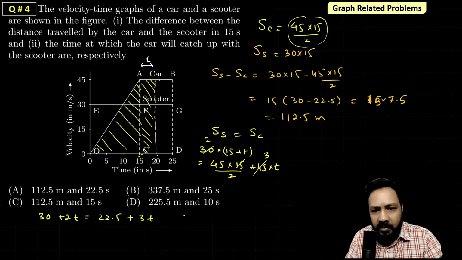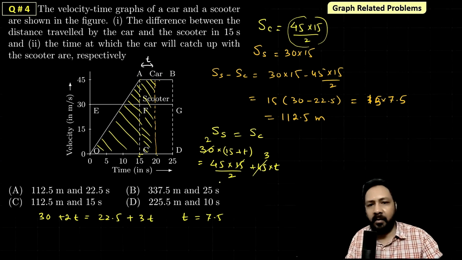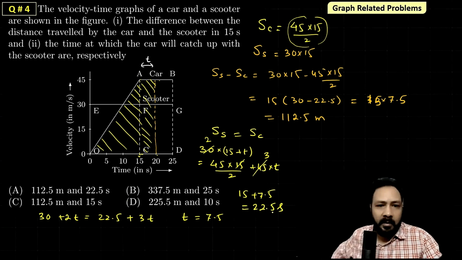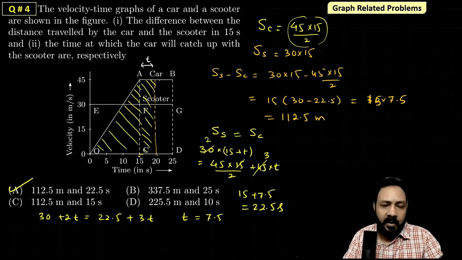So we will have t equal to 7.5. So this is 7.5 after 15 seconds. So our answer will be 15 plus 7.5. That will be how much? 22.5 seconds. So that is option A.